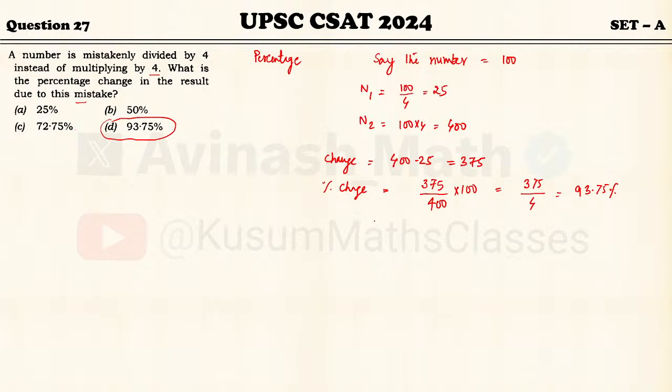अगर आप परसेंटेज चेंज की बात करेंगे, स्ट्रेट वे अगर आपको इसको लिखना हो तो आप ऐसे लिख सकते हैं: 400 minus 25 divided by 400 multiplied by 100. It is actually percentage change, right? The question is saying a number is mistakenly divided by 4 instead of multiplying by 4. So the percentage change is 400 minus 25 divided by 400 into 100. It is 93.75%.